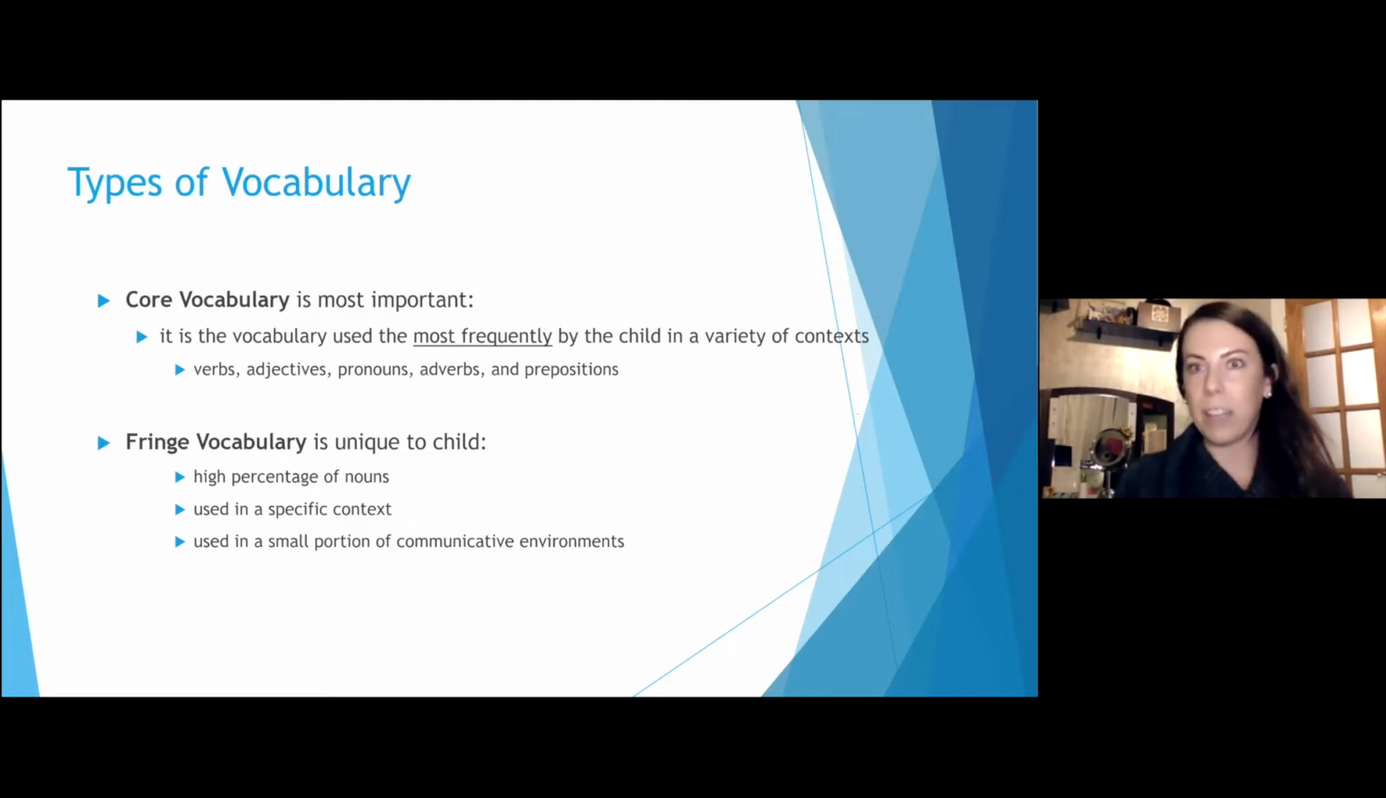Now, fringe vocabulary is something more specific. This is Sesame Street, Elmo, Peppa Pig, swing. These are things that are typically the most motivating for our kids, and where we start with some of our AAC users when introducing a device, because that's what they're motivated by. Then it's our job to make sure we're incorporating core and fringe together. Typically it's a high percentage of nouns, used in specific contexts, so it can't be used across the board, and it's used in only a small portion of different environments.